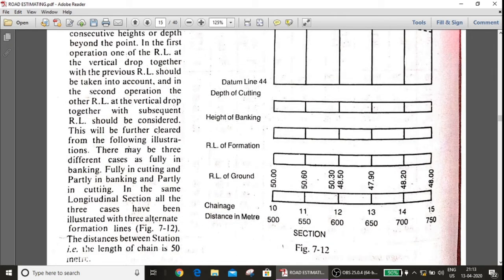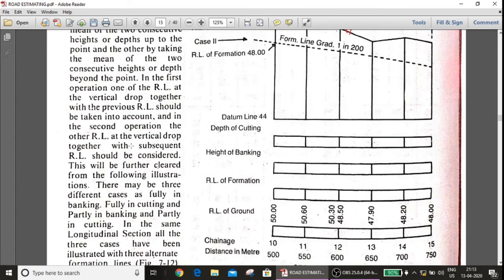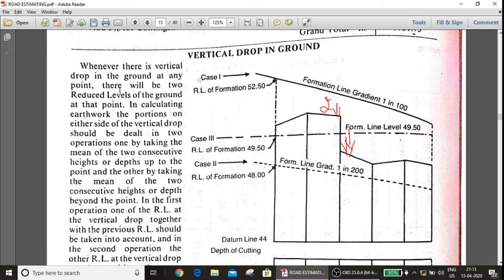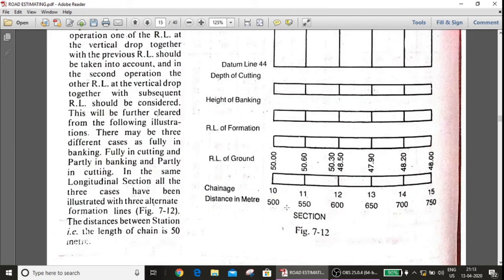In this problem, for the same ground we are taking three cases: case 1, case 2 and case 3, where in case 1 the formation line is given at 52.50, meaning it is very much higher than the ground level. Before that I'll show the chainage. The chainages are 10, 11, 12, 13, 14, 15. So there are 6 stations. The distance between them is 50 meters.